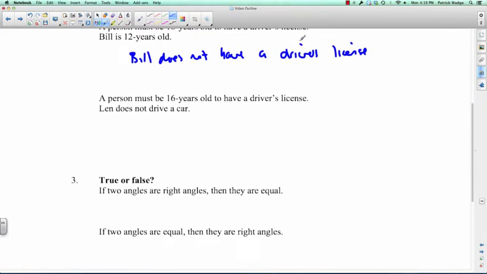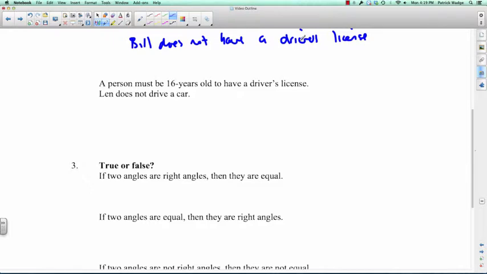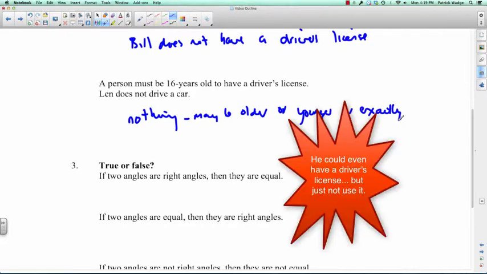A person must be 16 years old to have a driver's license. Len does not drive a car. So does that mean he's not 16? No, again, we talked about this before. Len could be 82 years old and stop driving a car. He could be 40 and never learn to drive a car or whatever. So nothing can be said here. He could be older or younger or exactly 16. We can't say anything about his age.